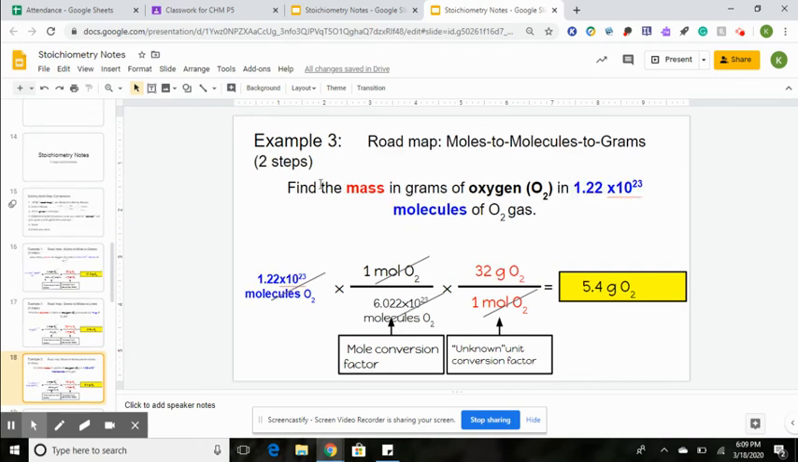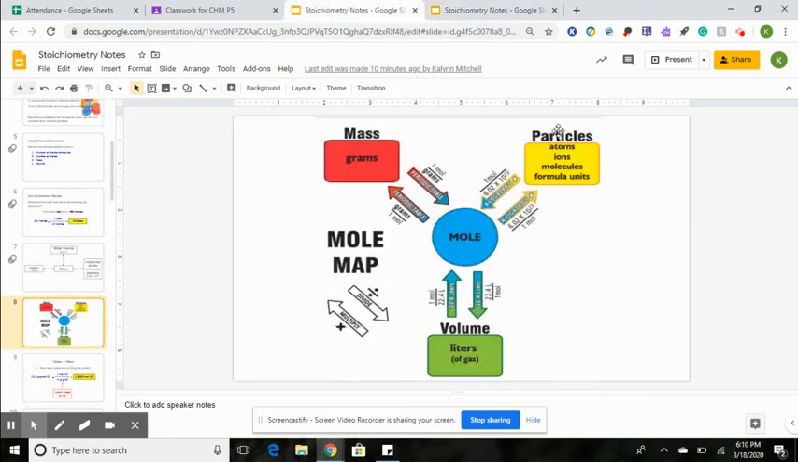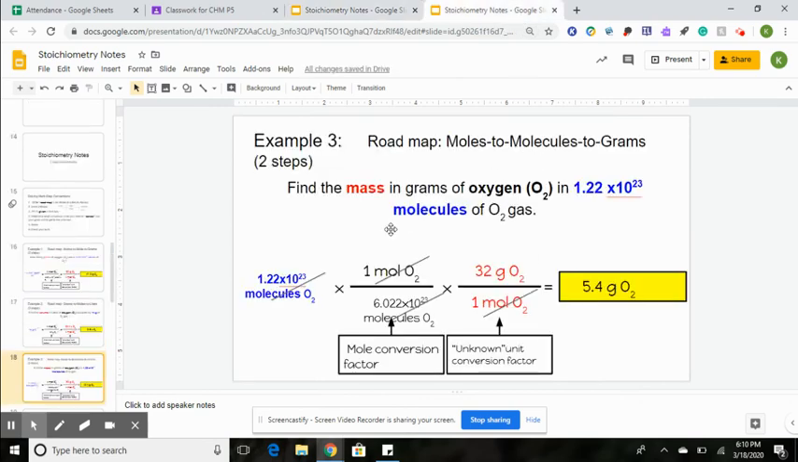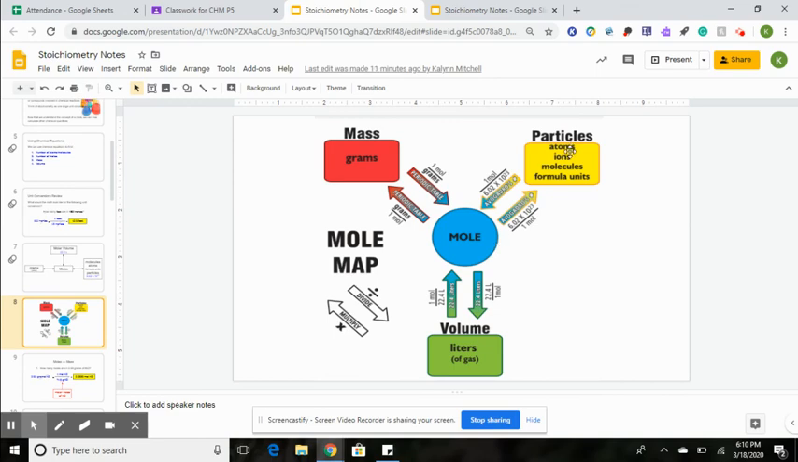Another example, looks like we're going from molecules to grams. So let's find mass. Mass is always grams of O2 when we're given 1.22 times 10 to the 23 molecules. Just to let you know, molecules, ions, particles, atoms, those all mean the same thing. You're up here under the category. So I've got to go from molecules to grams. So start from here, I've got to go back here.